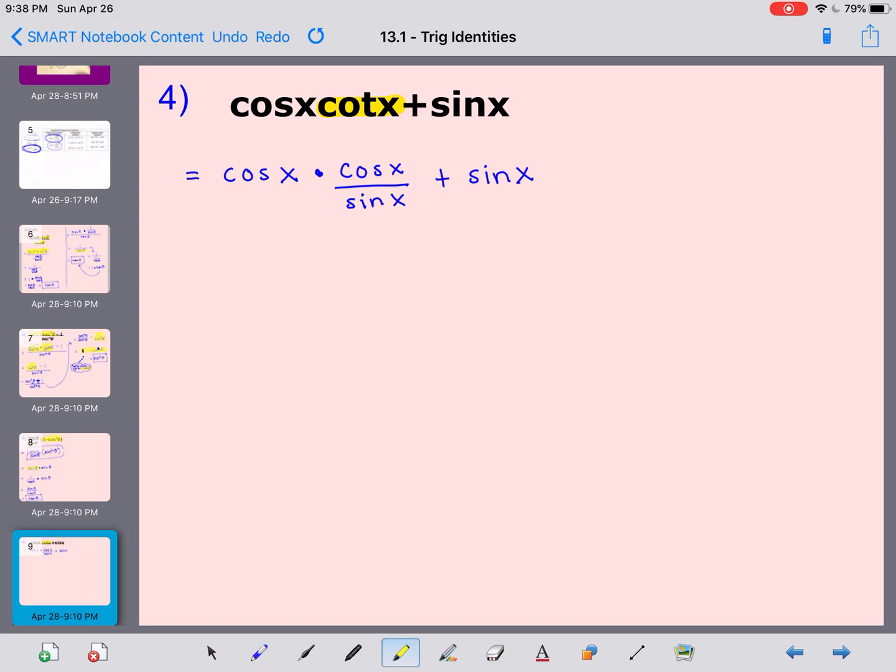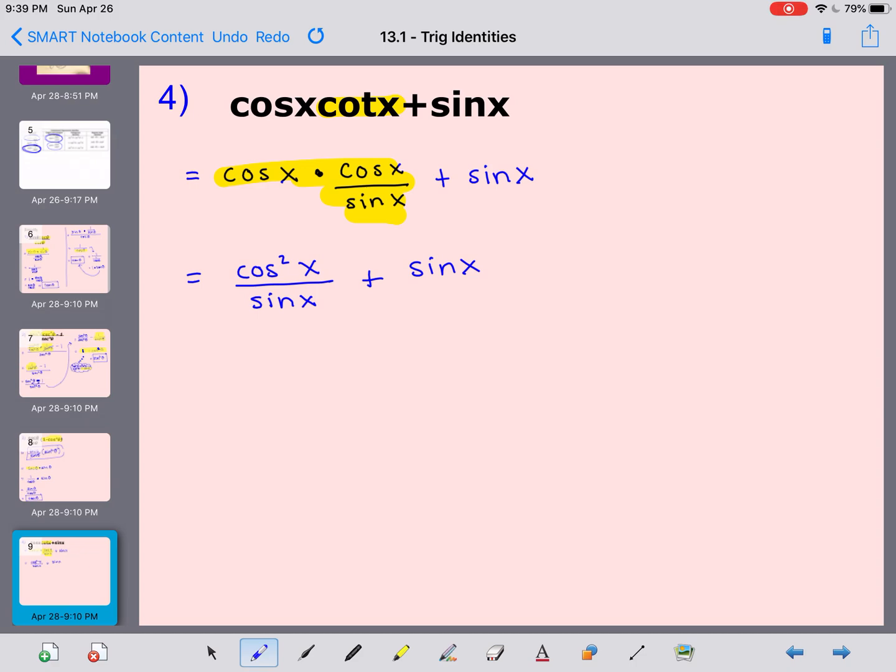So what I can do is I'm going to multiply this. When I multiply that, I get cosine squared x over sine of x plus sine of x. Now this is 2 fractions. How do you add together fractions? You get a common denominator.